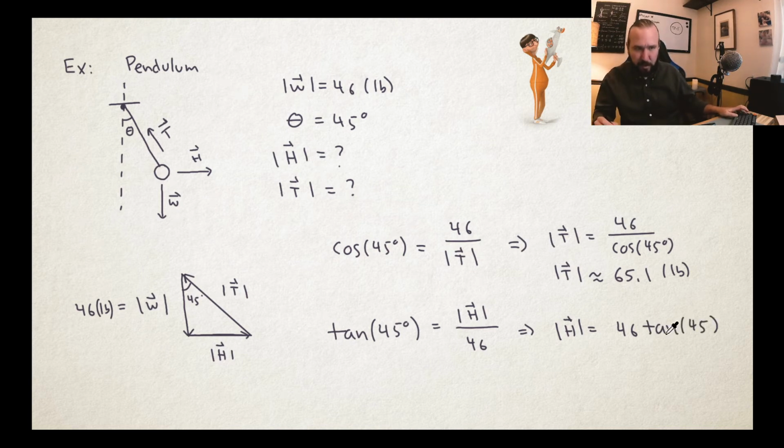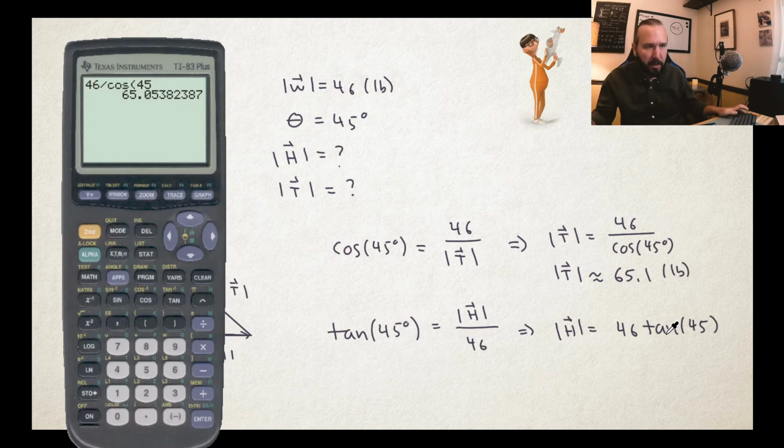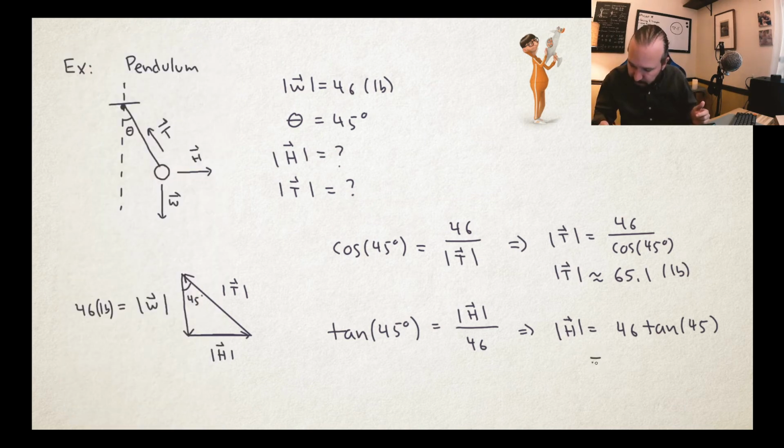Okay, this should just be 46. Let's just check that. I'm getting 46. 46 times the tangent of 45. This is kind of a special one because the computer generated this perfectly diagonal angle there, that 45-degree angle. So yeah, we just end up with 46 pounds here. So that's it.